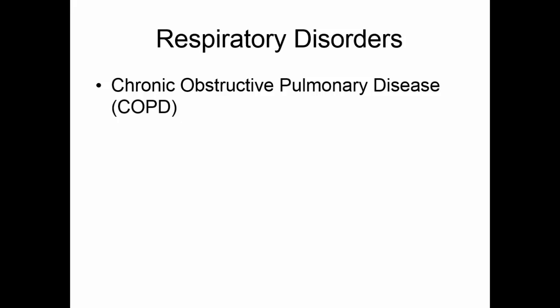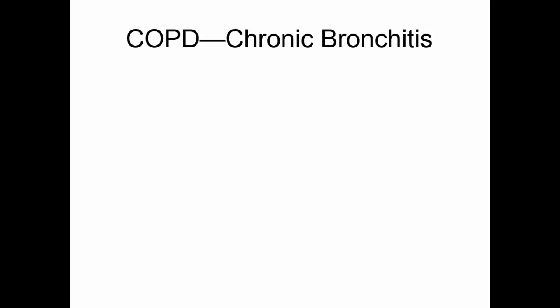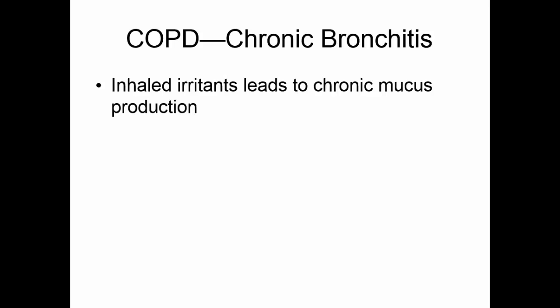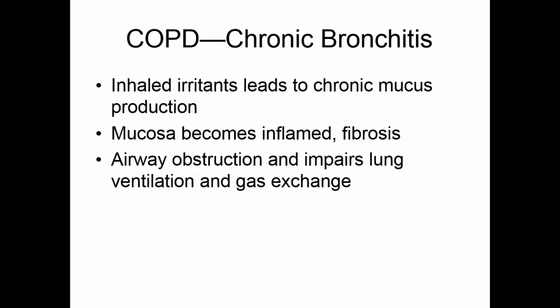There are a number of respiratory disorders, but some of the most common ones are chronic obstructive pulmonary disease, or COPD, like emphysema and chronic bronchitis, asthma, tuberculosis, and lung cancer. In chronic bronchitis, inhaled irritants lead to chronic mucus production. The mucosa then becomes inflamed, and we replace elastic tissue with fibrotic scar tissue. The airways become obstructed with the extra mucus, and this impairs lung ventilation. We can't get air into the lungs, so we can't have gas exchange.